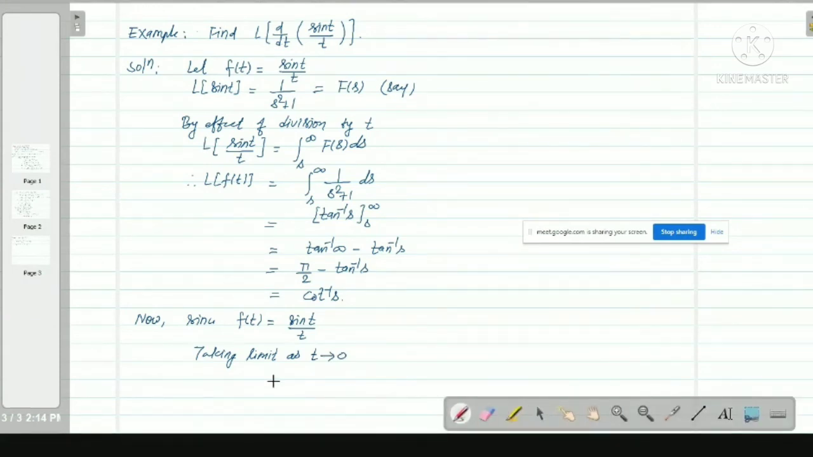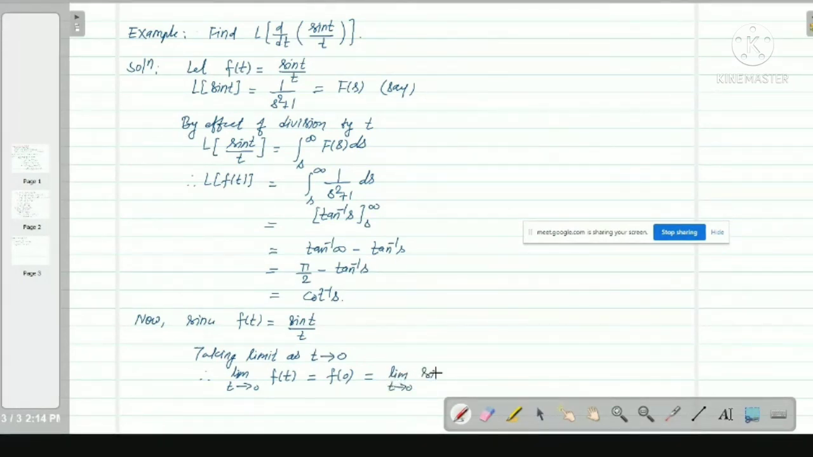So therefore the limit as t tends to 0 of f of t is f of 0, and this is the limit as t tends to 0 of sin t upon t. But we know that the limit as x tends to 0 of sin x upon x is 1. So this is 1. From this you can say that f of 0 is equal to 1. Now use the Laplace transform of the derivative of the function.